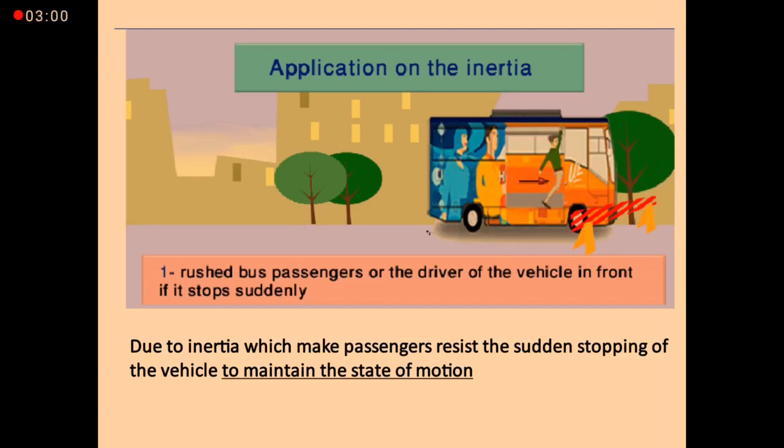The sudden stopping of the car changes the passenger's state. Again, the passenger is in a motion state inside the bus. But when the bus suddenly stops, a force of inertia appears in the form of rushing the passenger forward. Why? To resist the sudden stopping of the bus. So why does the inertia force appear? To maintain or keep the state of motion.